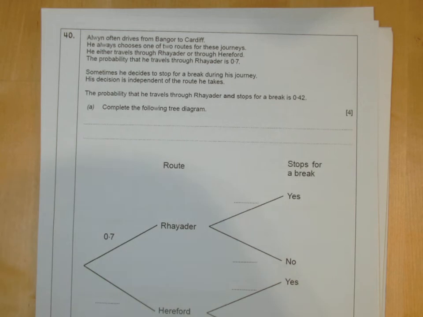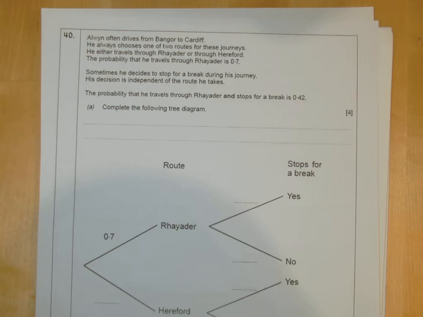Alwyn often drives from Bangor to Cardiff. He always chooses one of two routes for these journeys. He either travels through Ryder or through Hereford. The probability that he travels through Ryder is 0.7.